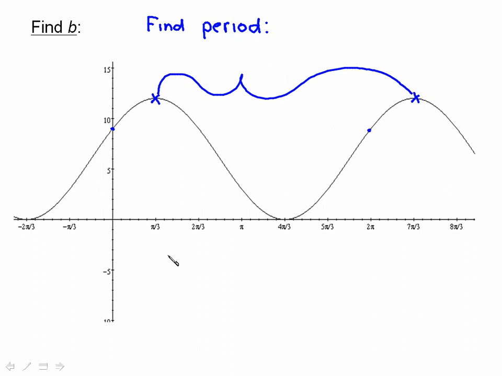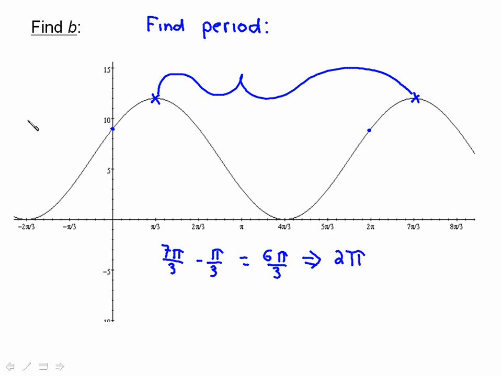And often, if not always, the period will be easiest found by crest to crest. So in order to get the period, I take that 7 pi over 3, the one crest, minus the other crest, which is at pi over 3. And by subtracting these two, I get 6 pi over 3. And 6 pi over 3, if you go further with it, would simplify down to 2 pi.